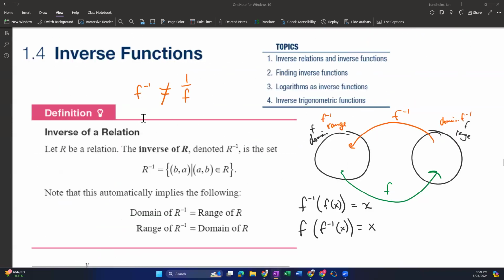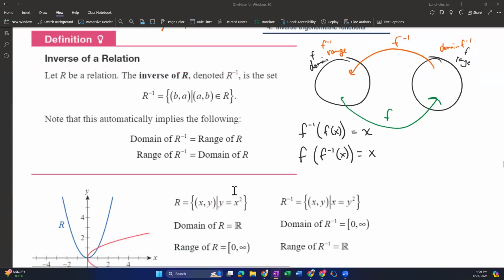Anyways, this is showing an inverse of a relation, which is just a little bit more general than a function. Relations are allowed to fail the vertical line test. In this class, we're not going to be too interested in relations. We are going to be interested in the functions, though.